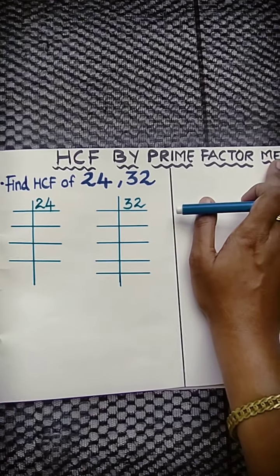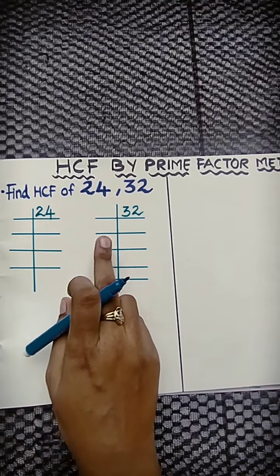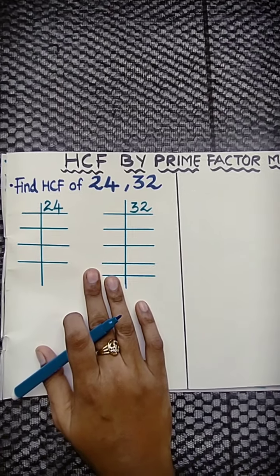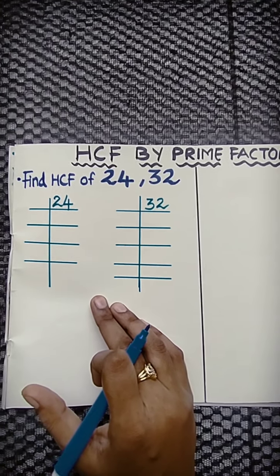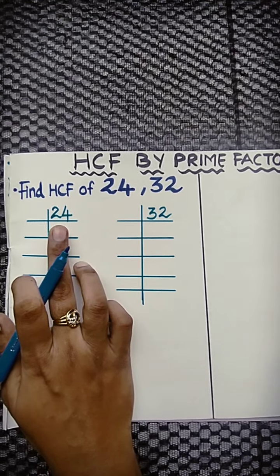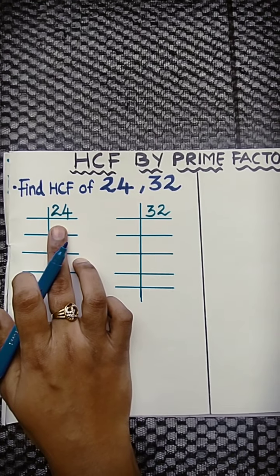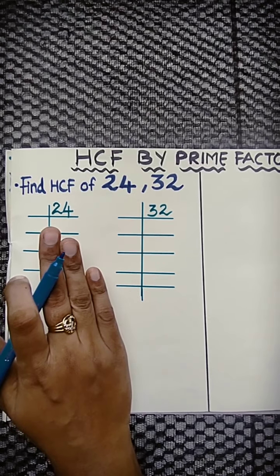So pay attention properly. First you should write both the numbers in this way and then find out the HCF. The first step is to find out the prime factors of both the numbers. Now see, I have written the number 24. Now 24 is divisible by which number? As I told you, always start from 2.